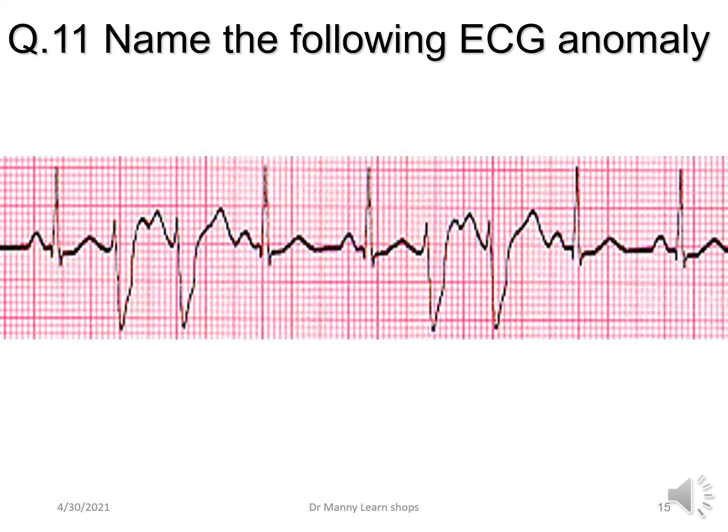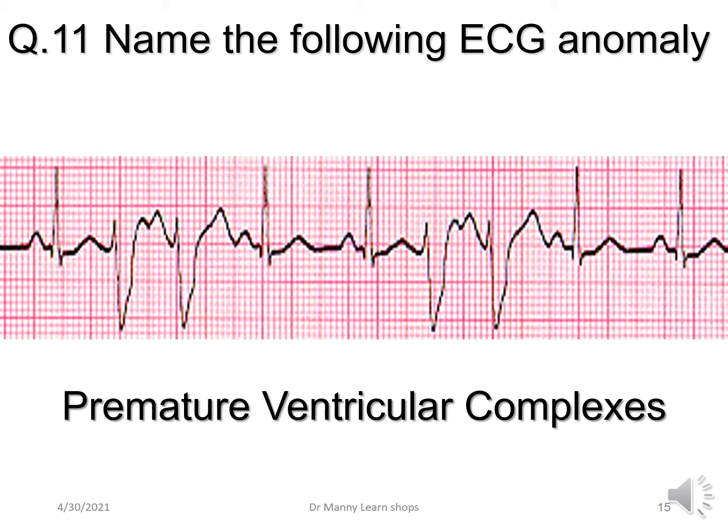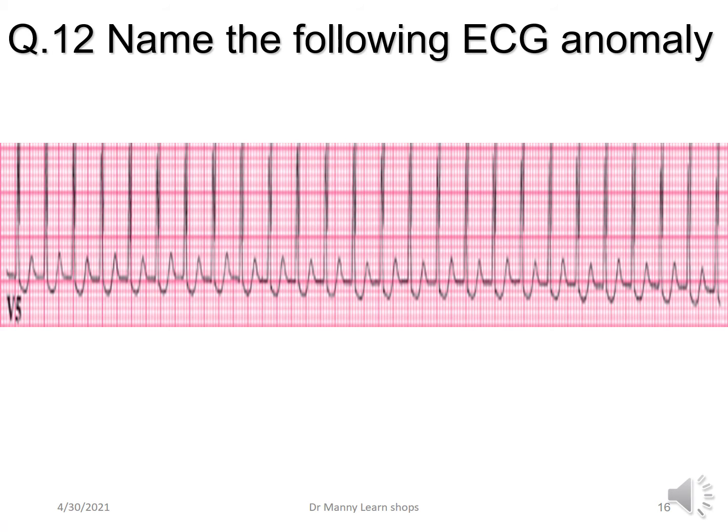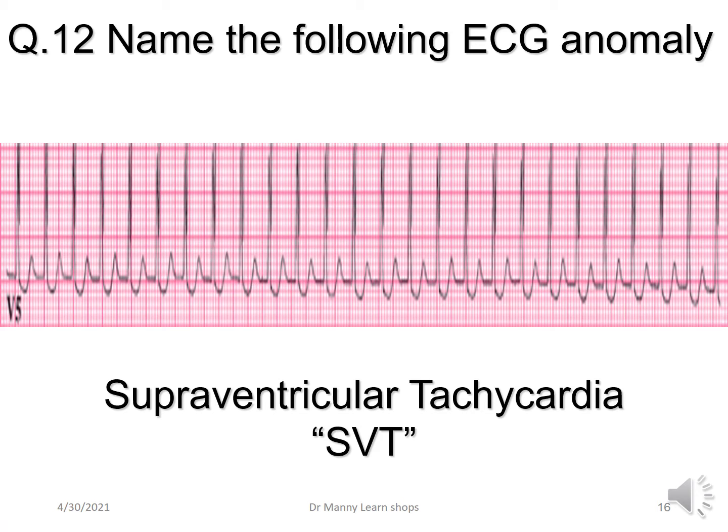Can you name the following ECG anomaly now? Well, it's premature ventricular complexes, and these are couplet. In actual fact, they're premature ventricular complexes, which are unifocal and couplet. Can you name the following ECG anomaly? Well, it's a rapid heart rate. This is a supraventricular tachycardia.